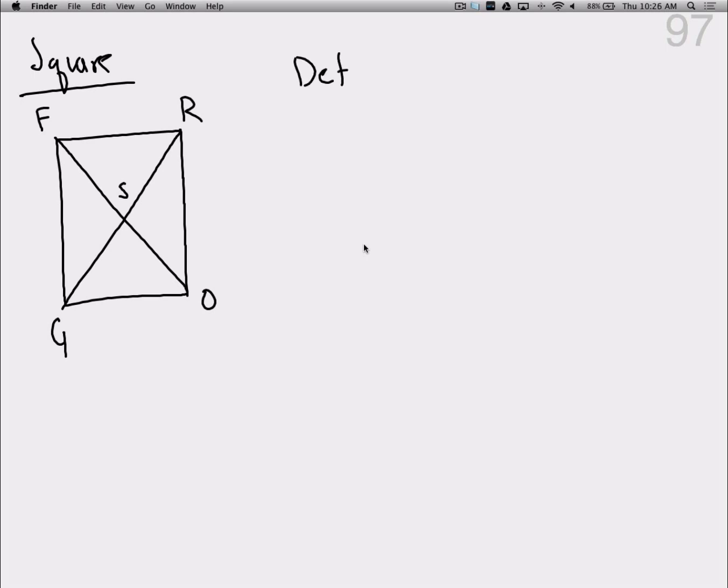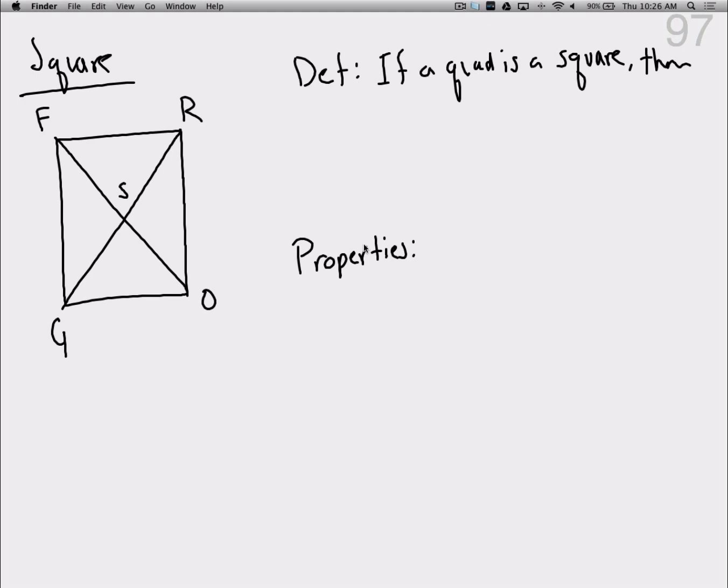Okay, need a definition. And we need some properties. If a quadrilateral is a square, comma, then what? What makes that puppy a square? Would it be that it has 4 equal sides and 4 right angles? Love it.